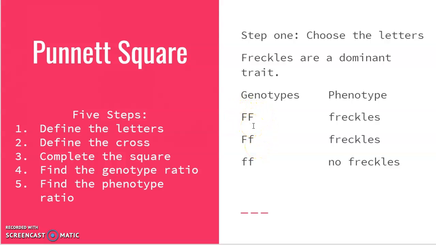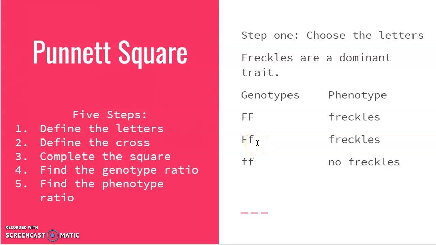Two capital F's is homozygous dominant. Two little f's are homozygous recessive. The phenotype is what that looks like in a person. So for my example of two capital F's, that person's going to have freckles because freckles are dominant.